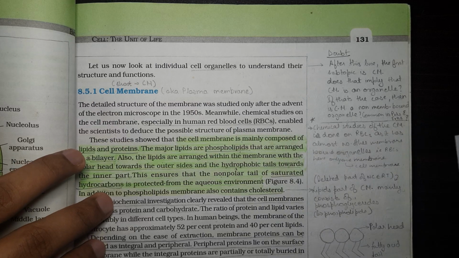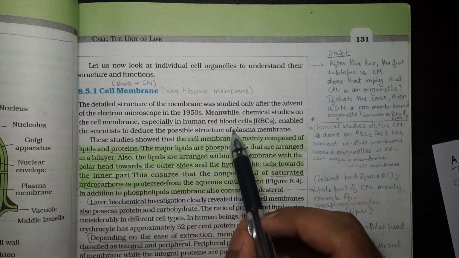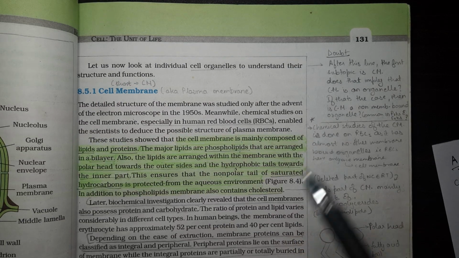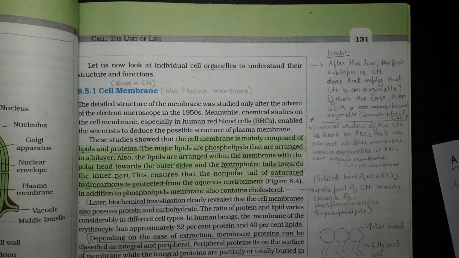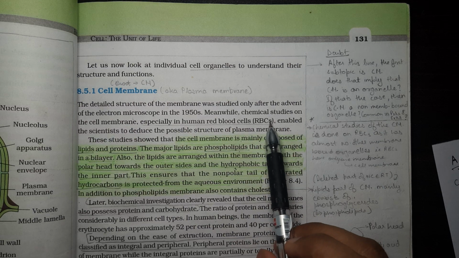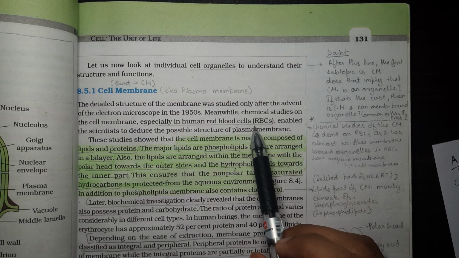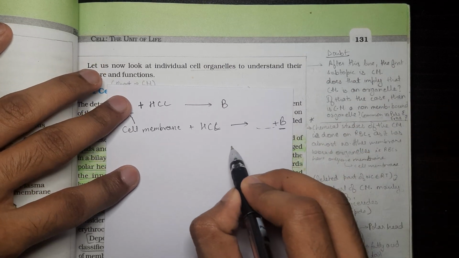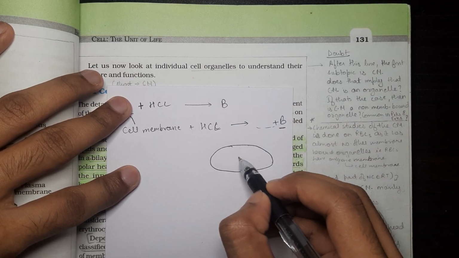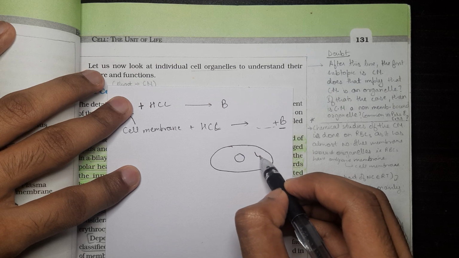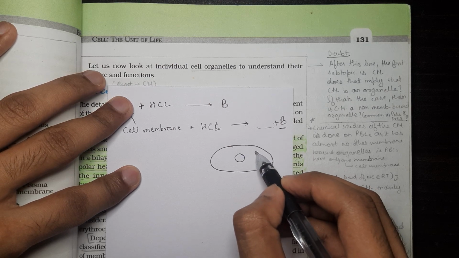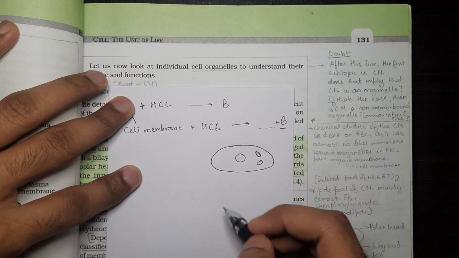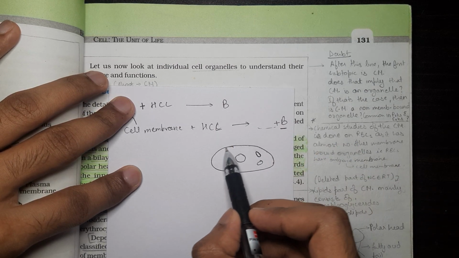Now, especially in the human red blood cells. Why only in the human red blood cells? Well, that is because adult human red blood cells don't have many other membrane bound organelles. So think about it. In a normal eukaryotic cell, there are many membrane bound organelles within the cell. These membranes are different from the plasma membrane of the cell.